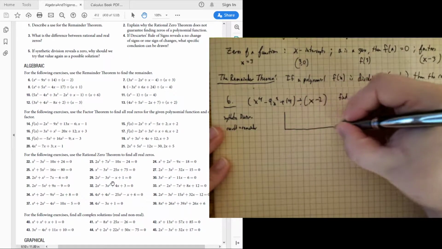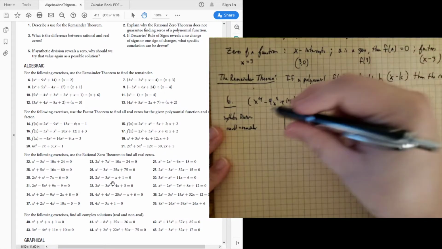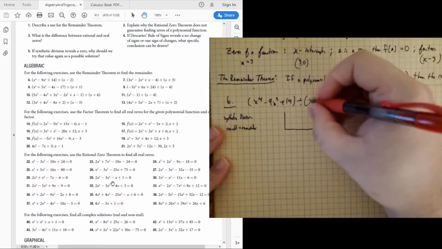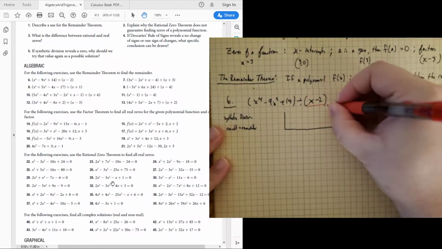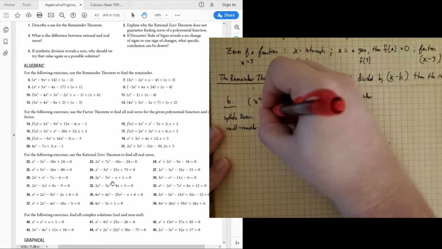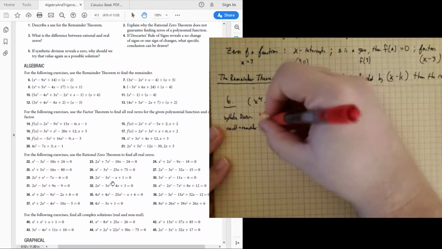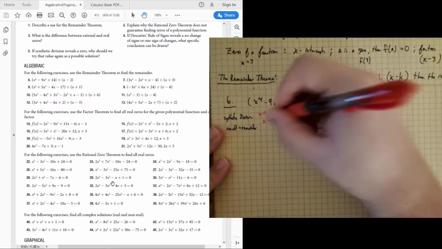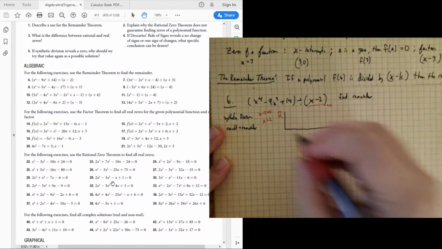We make our little box. Remember, outside the box, we take this term and we set it equal to 0, which means I would do x minus 2 equals 0 and solve. Add 2 to both sides to get x equals 2, which means we put a 2 out front.